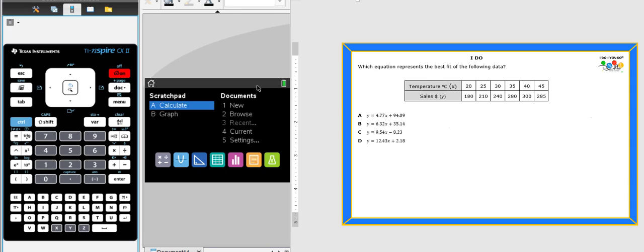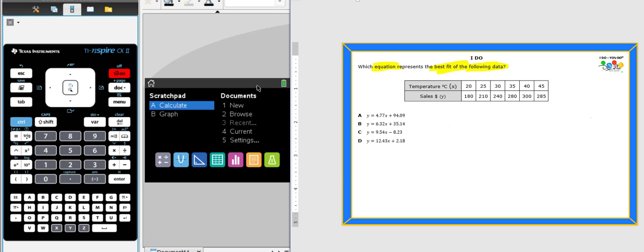So my advice is, if you want to do it by hand, that might take time. So we're going to do it on the calculator. But before we do that, let's write down what I'm looking for. I'm looking for the best fit from the following data, and of course, we are looking for the equation.